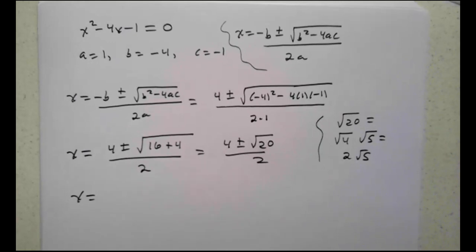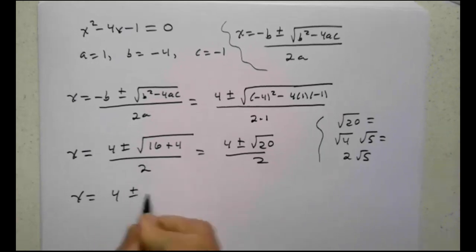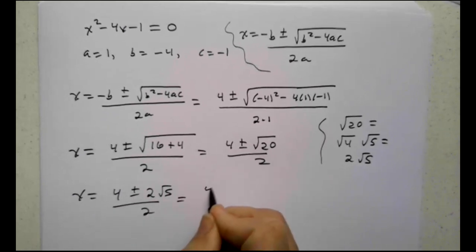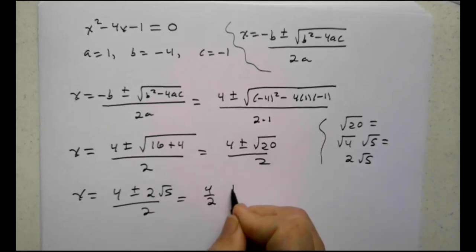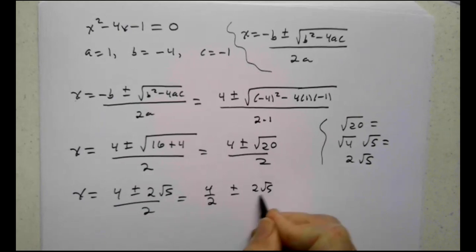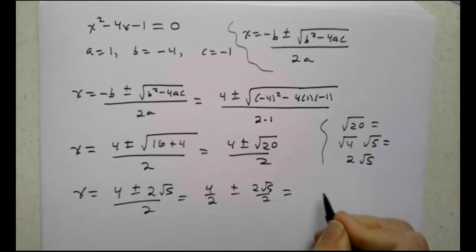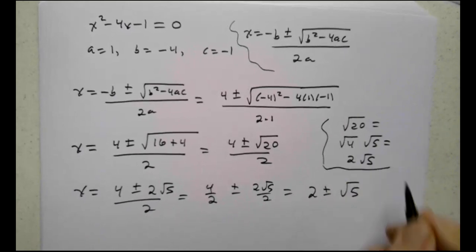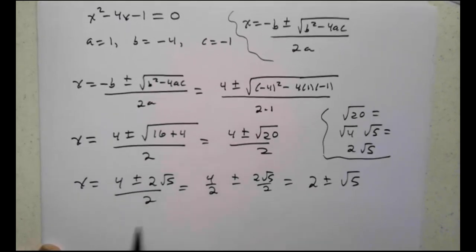So we get x is 4 plus or minus 2 root 5 over 2, which is 4 over 2 plus or minus 2 root 5 over 2, which is 2 plus or minus root 5. So we believe our answers are 2 plus root 5 and 2 minus root 5.